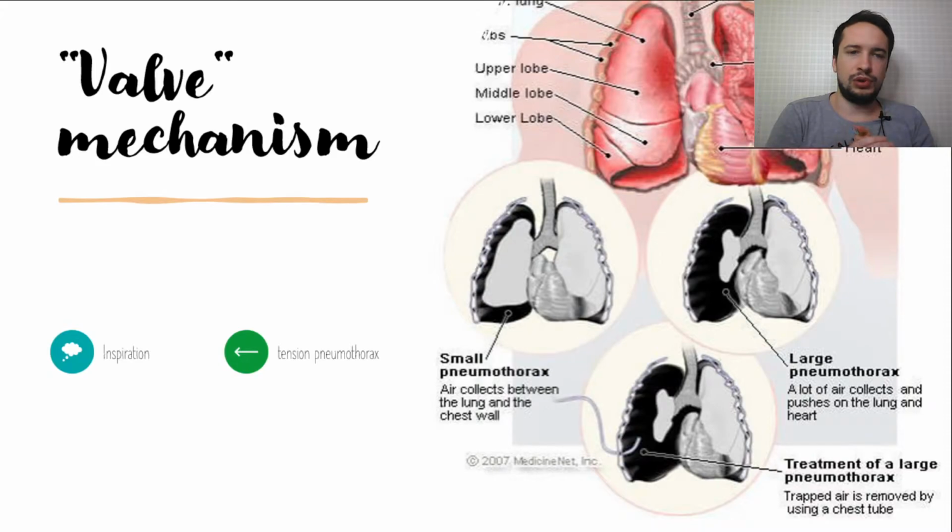Valve mechanism. Sometimes a pathological hole passes air into the pleural cavity only during inspiration. During exhalation, it prevents the evacuation of air. As a result of such a valve mechanism, the pressure in the pleural cavity can significantly exceed the atmospheric pressure, and we call this situation a tension pneumothorax.